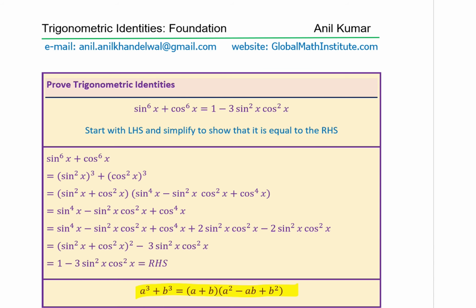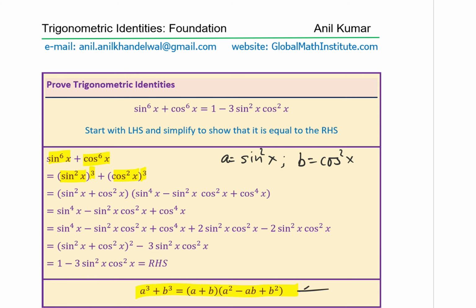So the factored form is a plus b times a squared minus ab plus b squared. In this case, you can write sin to the power of 6x as (sin squared x) whole cubed, and cos to the power of 6x as (cos squared x) whole cubed. So in your case, what is a equal to? Well, a is equal to sin squared x, right? And b is equal to cos squared x.